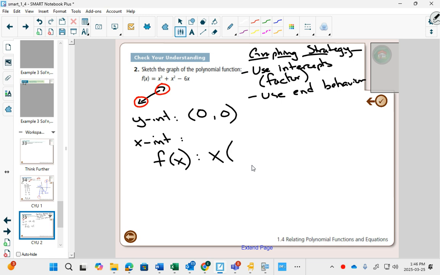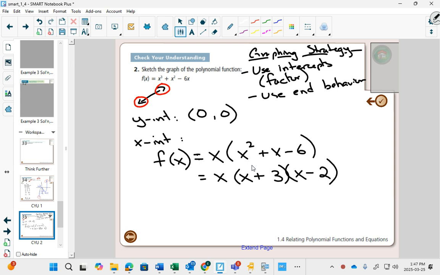You can just take out the common factor of x, leaving us with x squared plus x minus 6, and then it's a quadratic. Those are easy to factor. x and x, 3 and 2. The 3 has to be positive, the 2 negative. So we have 3 x-intercepts: x equals 0, x equals negative 3, and x equals 2.